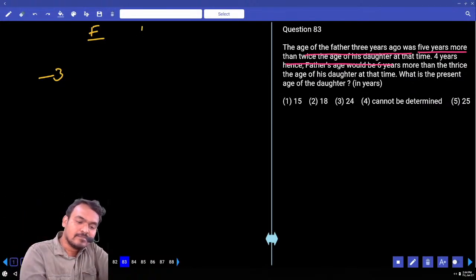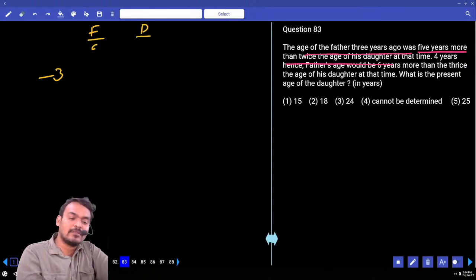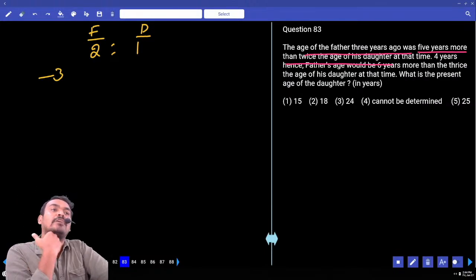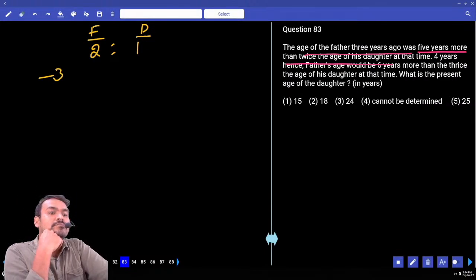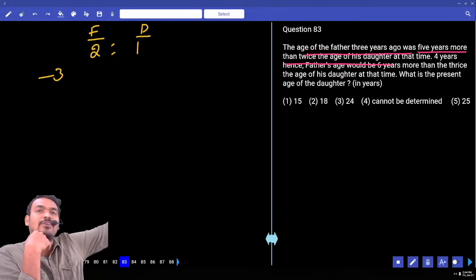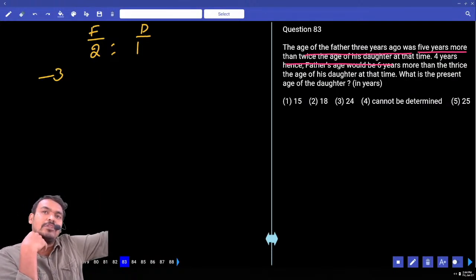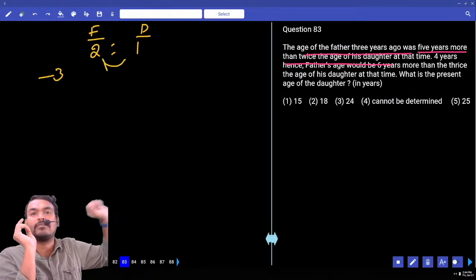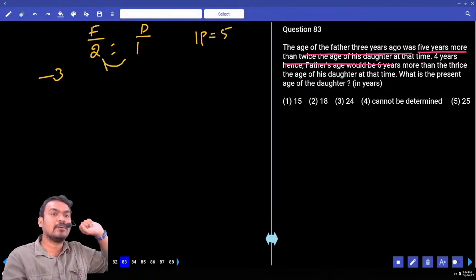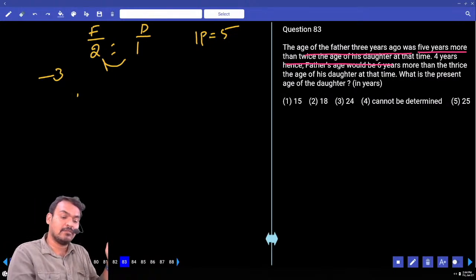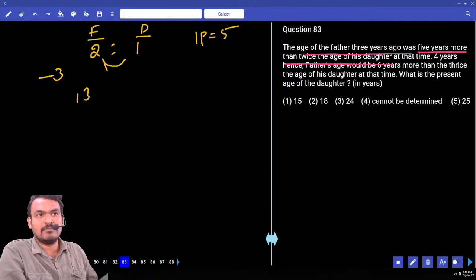Okay. Father compared to daughter, how many parts? What is the ratio? 2:1, right? 3 years back father was 2 parts, daughter was 1 part. At that time, what is the difference? 5 years, right? Yes or no? In terms of parts, the difference is 1 part. What is the 1 part value? 5 years. What is the 2 parts value? 10 years. 3 years back 10 means present value 13. Possible?